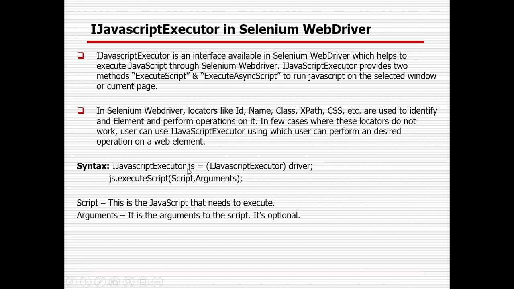IJavascriptExecutor, you can create an object or instance with the help of driver typecasting, because IJavascriptExecutor is an interface, so you cannot directly create an object or instance or variable, right? So you have to typecast the driver, which is the IWebDriver object. Then you can use the execute script method, where script and argument you can pass. Script is nothing but the JavaScript that needs to execute. An argument can be optional, right? It is whatever argument you want to pass to the script, but it can be optional sometimes.